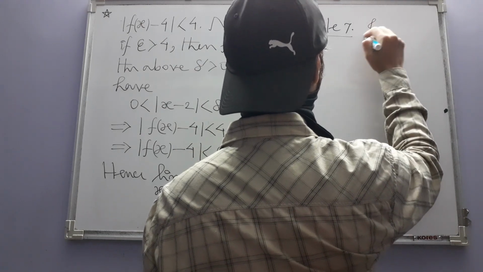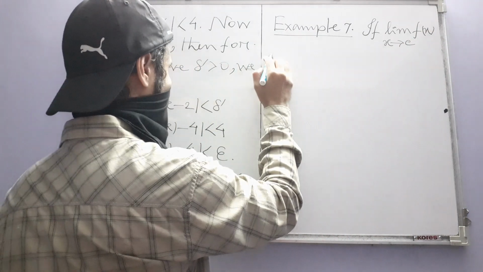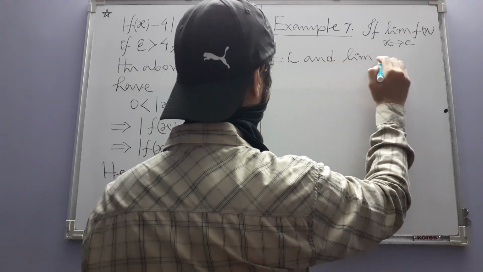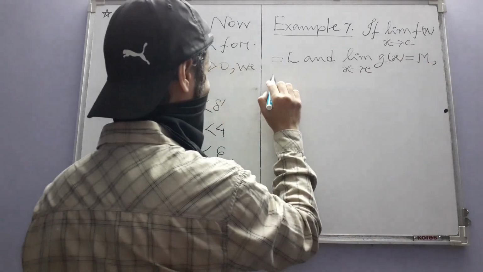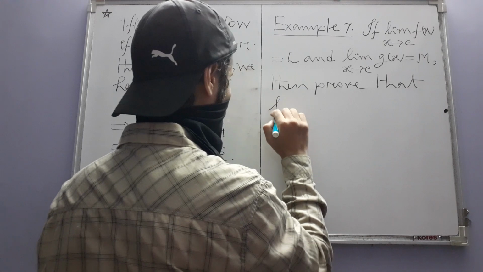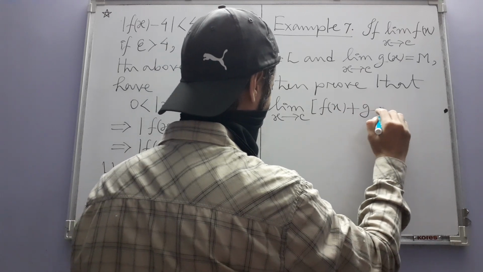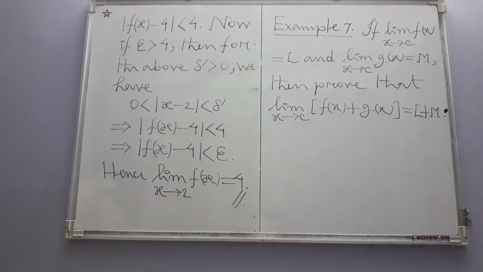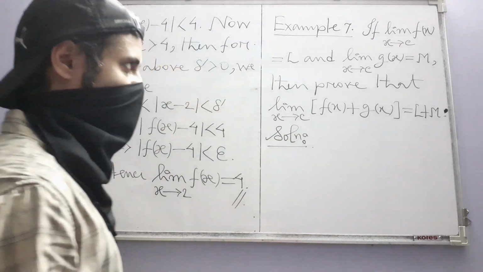So it's just this: if the limit of f of x as x approaches c is, say, L, and the limit of g of x as x approaches c is m, then prove this: L plus m, using the actual definition, that is, which uses epsilon and delta. It can be done like this. This is not very complicated.